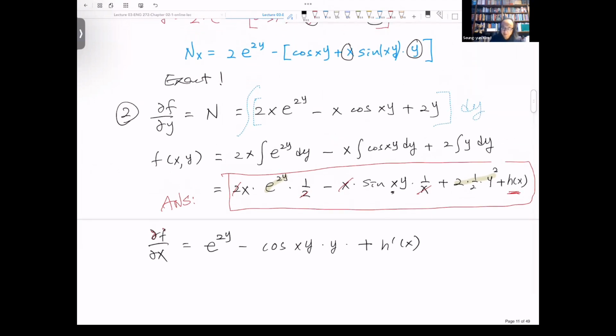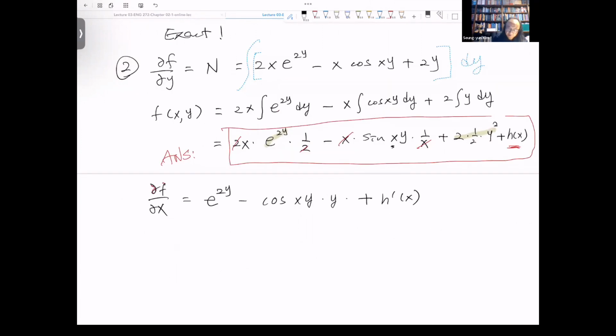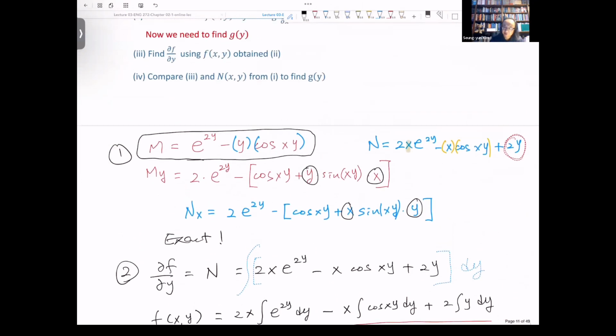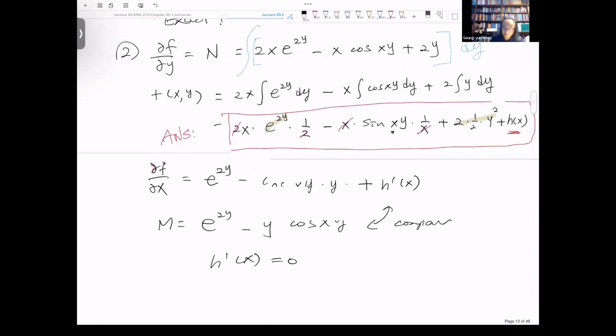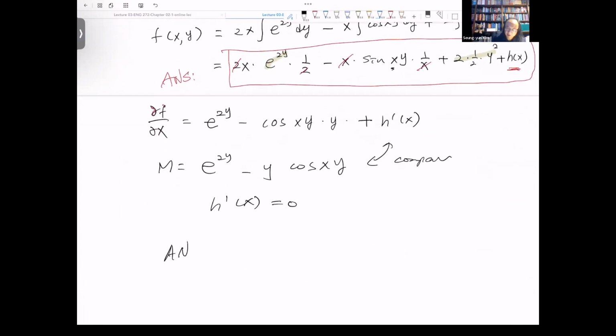And what was our m? M is this guy. So we had m as e to the 2y minus y cosine xy. Okay? And we compare. Now we know h prime of x equals 0. Okay? So the answer is set right here, the red one. So now our answer is going to be x e to the 2y minus sine xy plus y squared equals c.